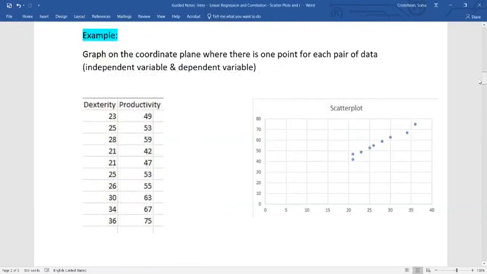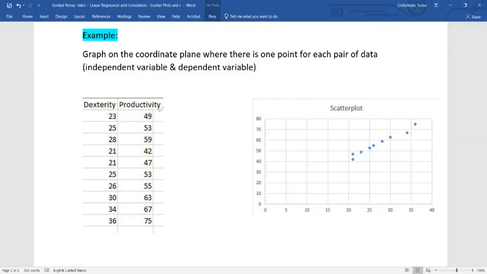Let's take a look at another example. Graph on the coordinate plane where there is 1 point for each pair of data, independent variable and dependent variable. You can see that this has been already done using some form of technology, and this will be based on this information. We have to see if there is a relationship between dexterity and productivity.